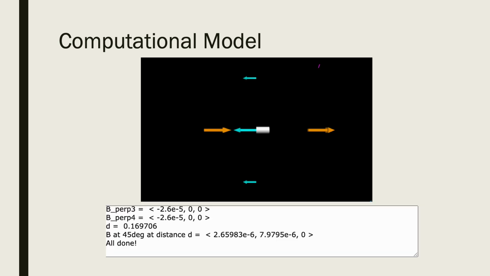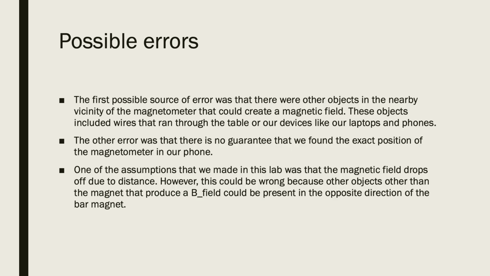Here is our computational model. As you can see, the blue arrows represent the perpendicular measurements, the orange arrows represent the on-axis measurements, and the magenta arrow represents the B field at a 45-degree angle. As you can see here, the distance 0.1697 is the same as the calculated distance from our observed model. However, the B field at a 45-degree angle at a distance d is off by a factor of 100. This could be explained by some of the human error that we introduced in our lab, which we'll discuss in the next slide.